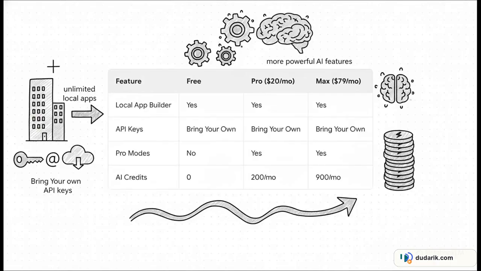Okay, but what's the catch? What does it cost? Honestly, the pricing model is incredibly generous. The free tier lets you build unlimited local apps and just bring your own API keys. That means you can build and export a complete, real application without paying a dime. The paid plans just add on more powerful AI features and credits for folks who really need to scale up.